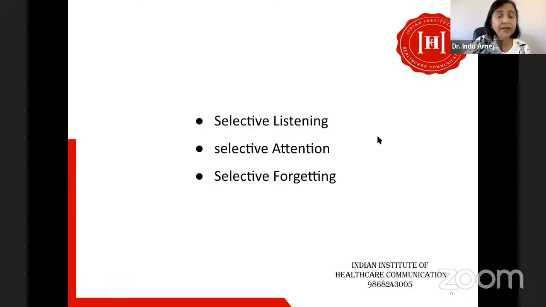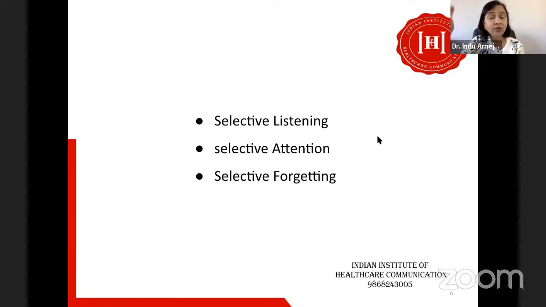Then selective forgetting also. A lot of time you may have seen, you explain something to the patient or the family, and when it comes to talking about it later, they'll say, no, you haven't told this. I was never told about it. I did not know about it. And then you say, no, this was explained to you. I told you everything very clearly. But they'll say, no, it was not told to me, because the mind uses selective forgetting as one of the ways to deal with the reality.